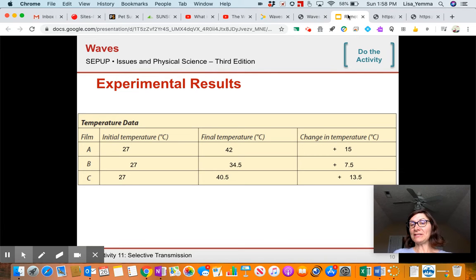Film B increased by 7.5. Film C increased by 13.5. So we're noticing that with the sun's energy hitting the film, some of the sun's energy was selectively transmitted. If the sun's energy wasn't absorbed, it was reflected. So from this data, what do you think was the best film at reflecting? What do you think is the best film at absorbing? And there might be situations in the world where you want to do both of those things.